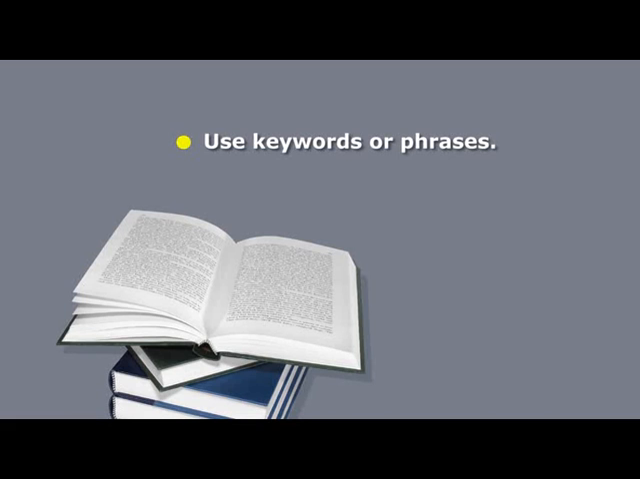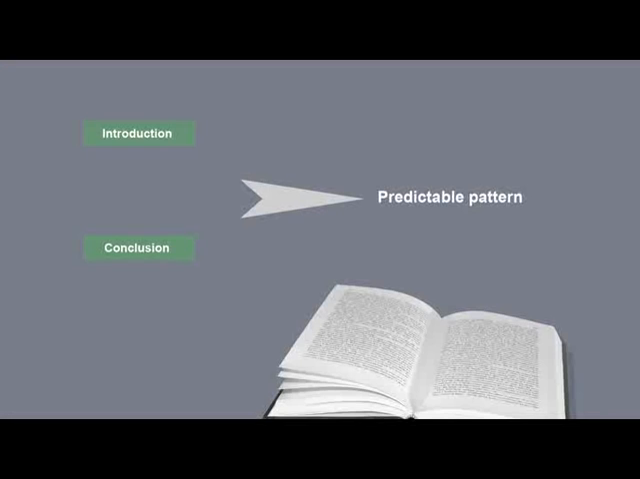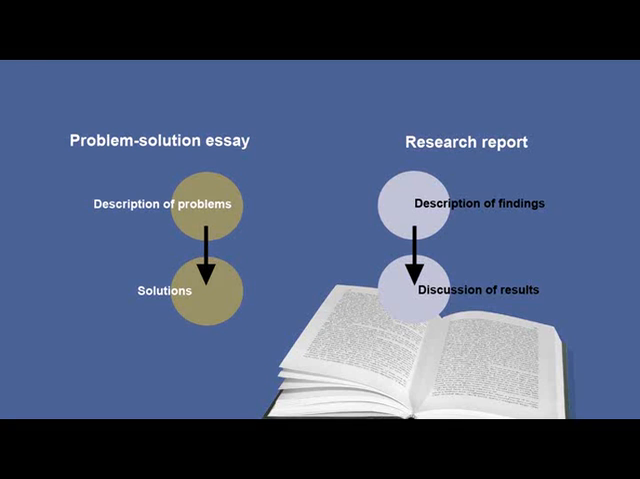One rule is using keywords or phrases like first, second, or as a result. There are many others that are used to organize a text. We have learned that in an academic essay, for example, the introductory and concluding sections follow a predictable pattern. But the body or main section can be organized in a number of ways depending on the purpose of the text. In a problem solution essay, for example, you are likely to find a description of the problem followed by some solutions. In a research report, you expect a description of the findings followed by some discussion of the results.